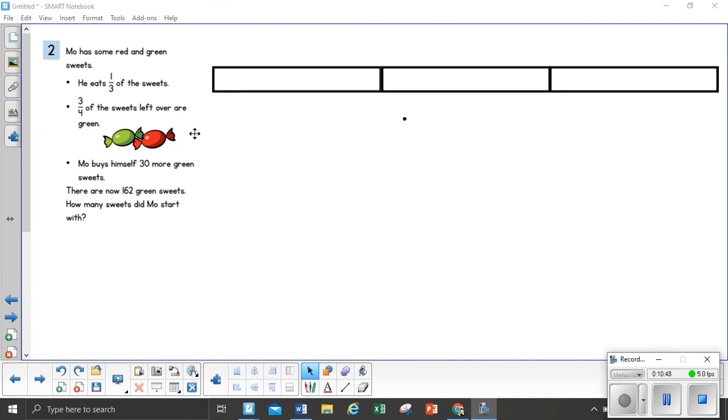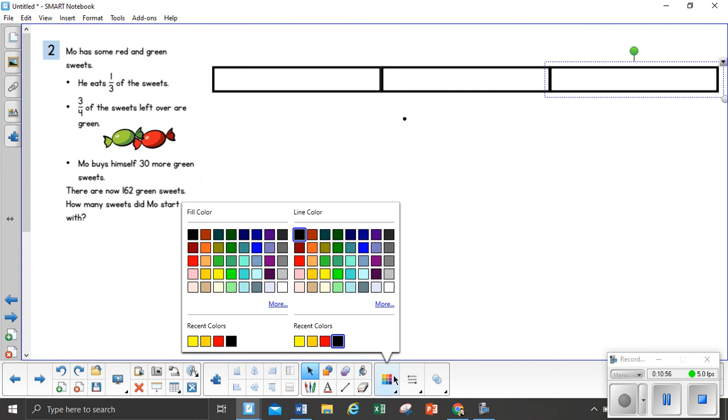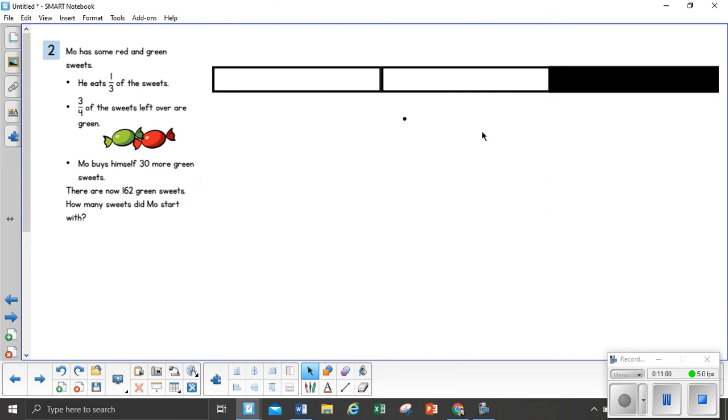Okay, managed it. So he eats 1/3 of the sweets. So I'm going to say that he's eaten this one. I'm going to colour it in black because he's eaten them. Okay, so he eats 1/3 of the sweets. 3/4 of the sweets left over are green.